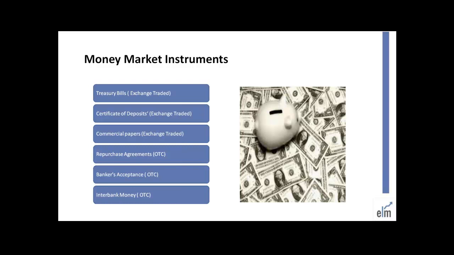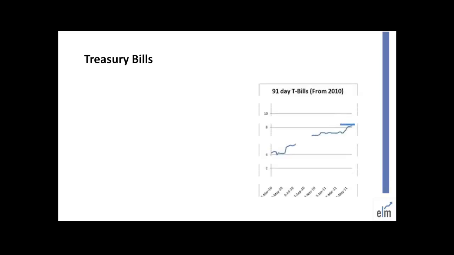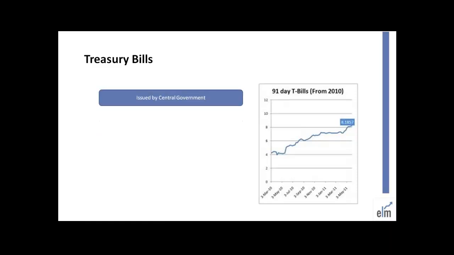Now these are a list of money market instruments, out of which T-bills, CDs, CPs are all exchange traded money market instruments, whereas repurchase agreements, bankers' acceptance, interbank are all over-the-counter trades. Let us discuss each of these money market instruments in detail. To start off with, we will discuss the treasury bills or the T-bills first.